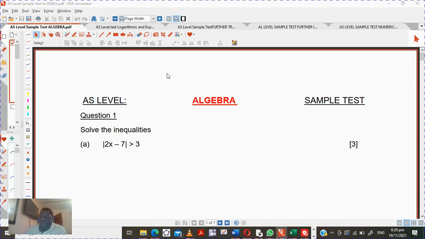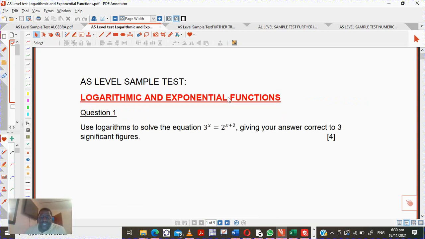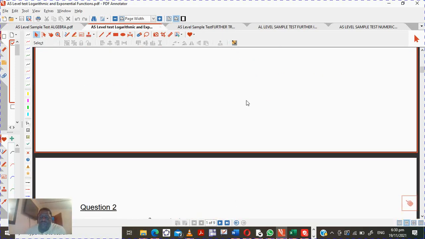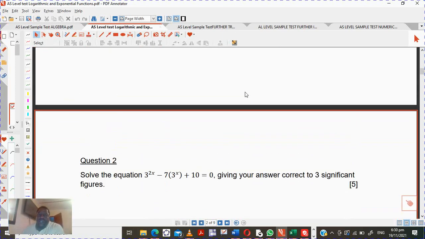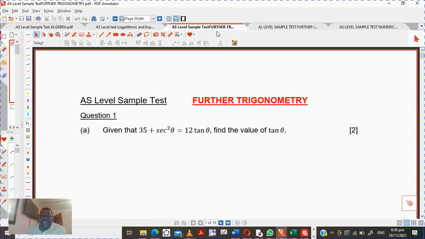So for the next few days, I'm going to start a sample test series for AS level learners. I'm going to do a test on algebra, and then a sample test on logarithmic and exponential functions. It's about 30 marks, so you can see what you can expect in the examination. And then I'm going to do an AS level sample test on further trigonometry. So I'm going to drop these three today.